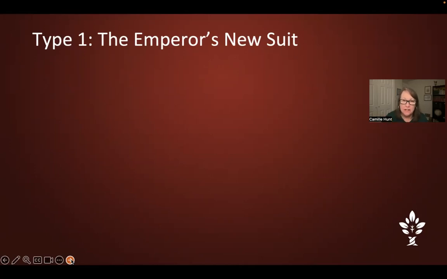So we start by reading some good stories. And the one we're going to start with today is The Emperor's New Suit. And just to keep us all on the same page here, I'm going to use the version from Tales of Wonder, Volume 2. And the title, I've always heard The Emperor's New Clothes, but this is called The Emperor's New Suit.